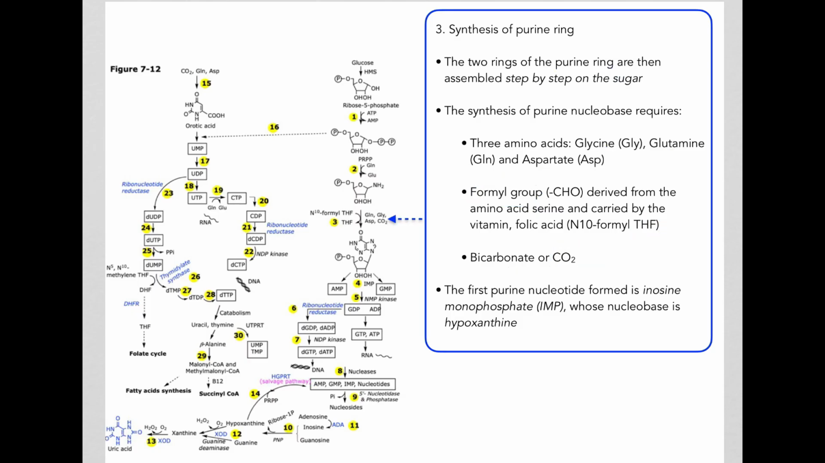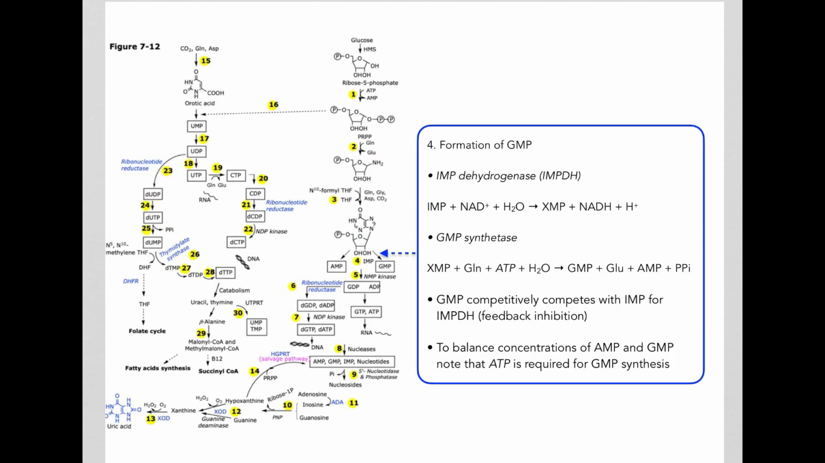metabolism. So after these series of reactions, we form the first complete nucleotide, and this is called inosine monophosphate, or IMP, and the nuclear base here that you find in IMP is called hypoxanthine. So the first purine nucleotide the cell makes is IMP. Now once IMP is made, it can be converted into the GMP nucleotide or the AMP nucleotide.